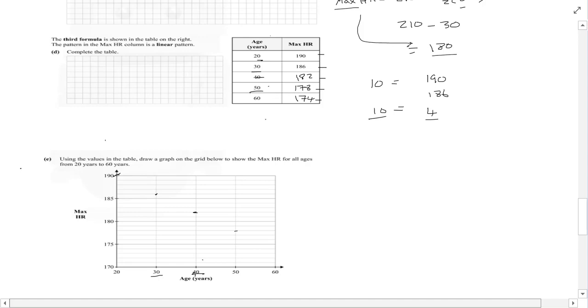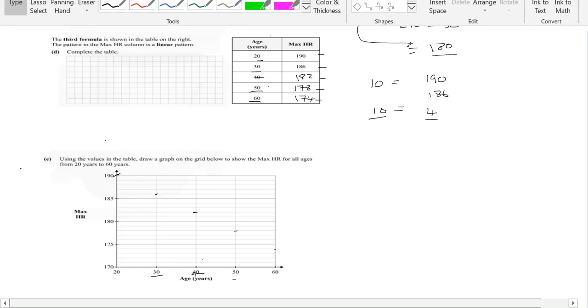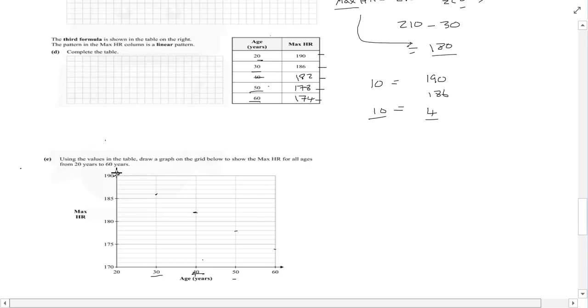Okay, and then that's 50, and then at 60 we're at 174. So 60 is 174, so the bottom is 170. 1, 2, 3, 4, so we're about here. Okay, so what we see there is we have these 5 points. Now what I can do is draw a line of best fit across that to join all these together. So if I draw a line, it looks something like that. So that's your answer to that question.